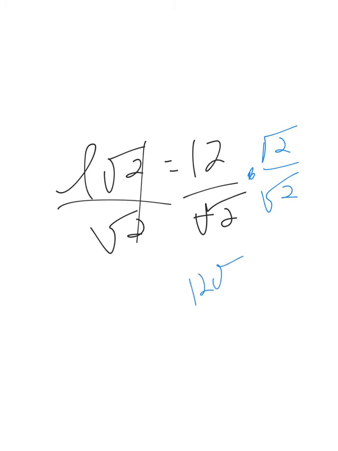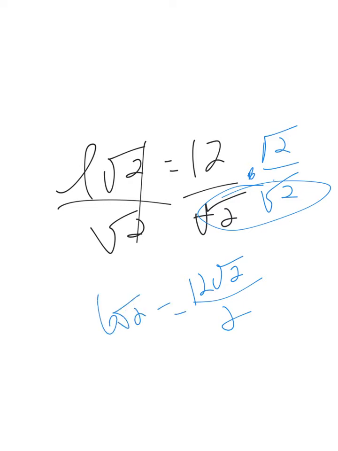So I have 12 radical 2 over 2. The bottom makes 2, and 12 over 2 equals 6. So this is called rationalizing a denominator, because you don't want a square root in your denominator. The reason why I did square root of 2 over square root of 2 is because that's like multiplying times 1. All right.